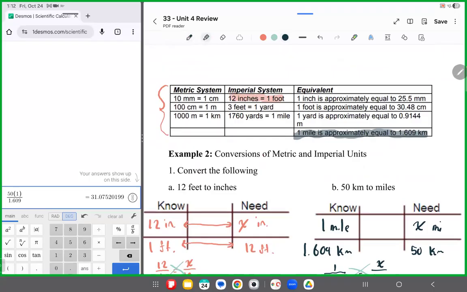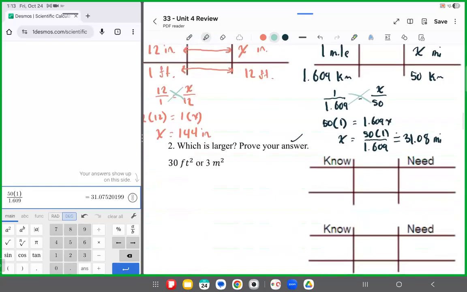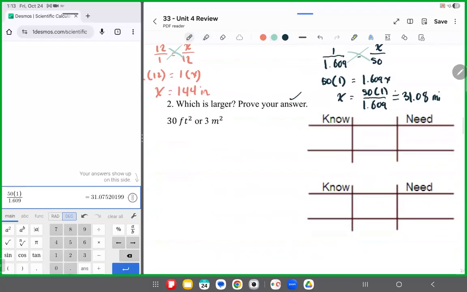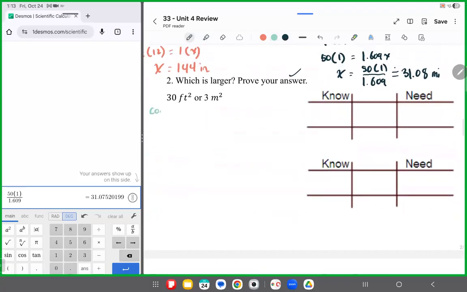And so if you notice here that 1 foot is equal to 30.48 centimeters, and there are 100 centimeters in a meter. So this seems like the best way to convert is we're going to convert both of these to centimeters and compare it that way. So here we will convert both to centimeters.